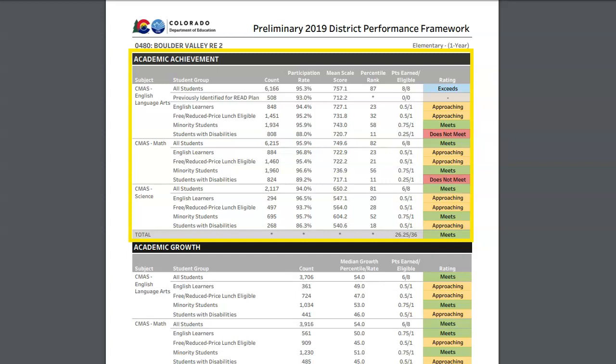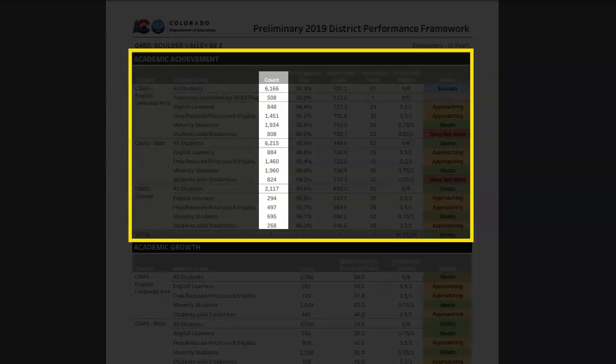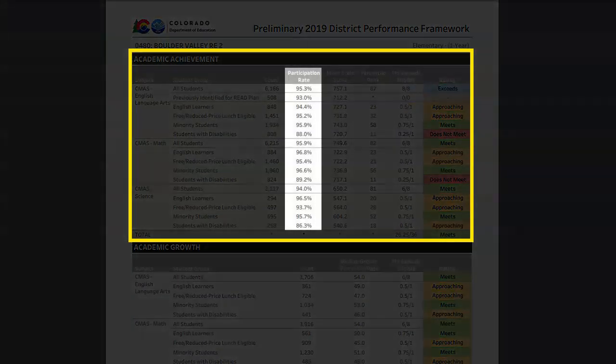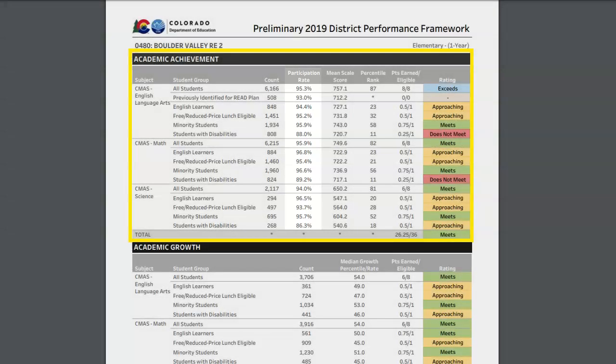Next, several metrics are displayed. Note that a dash in this table would indicate fewer than 16 student scores were available to calculate an average for the group. An asterisk means not applicable. Count represents number of students for which the school is accountable. The participation rate reflects the actual percentage of these students that received a valid score.